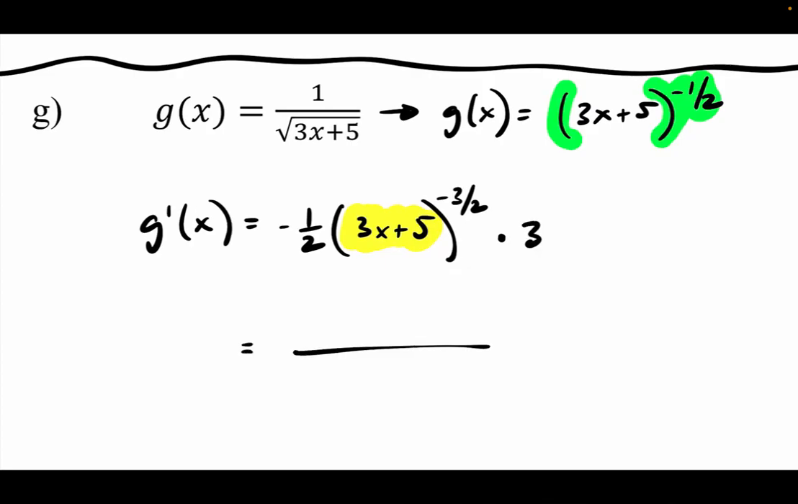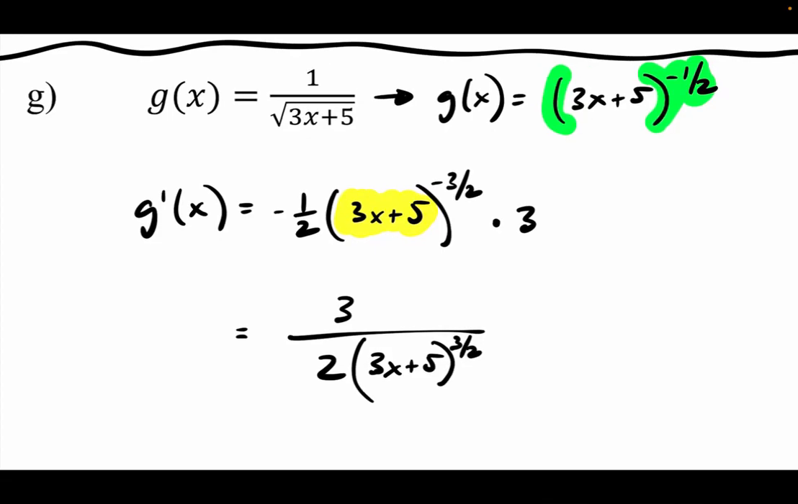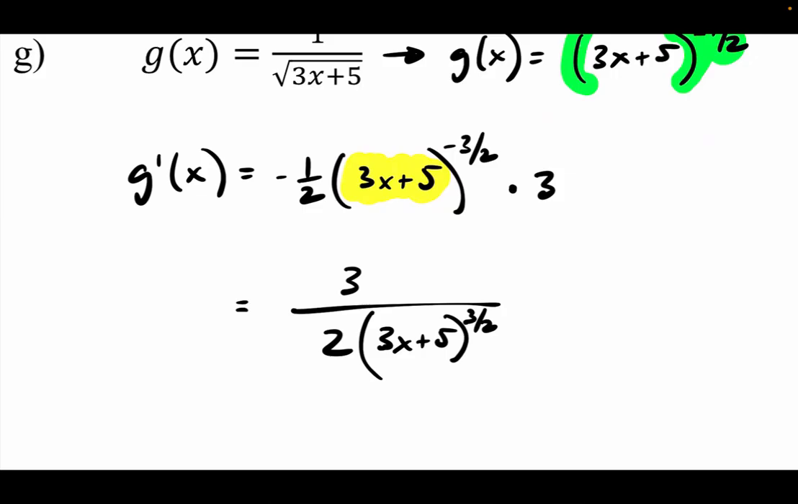So we're going to have a fraction here. I'm going to have a 3 on top, a 2 on bottom with this guy. And then I have a negative as well. The negative you can put with the 3, you can put with the 2, or you can just put it in front. Just know there's a negative there.